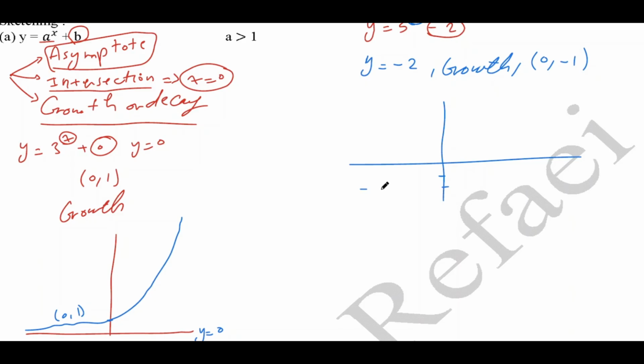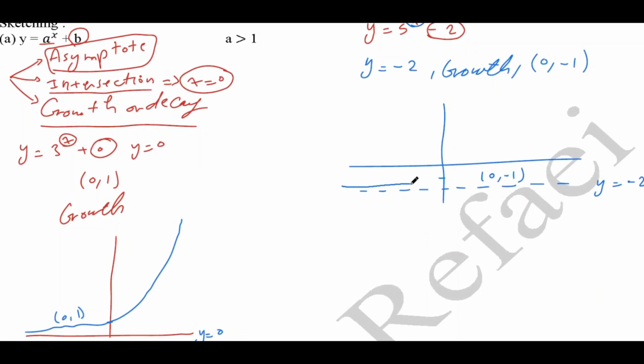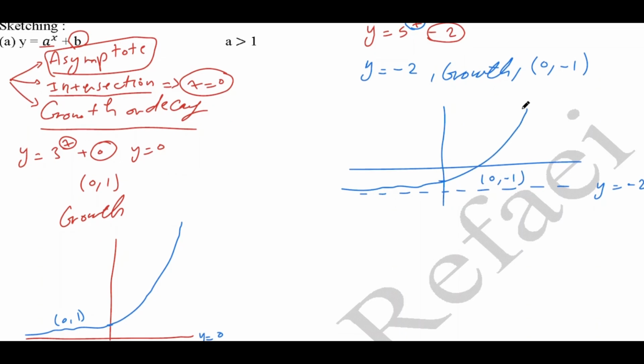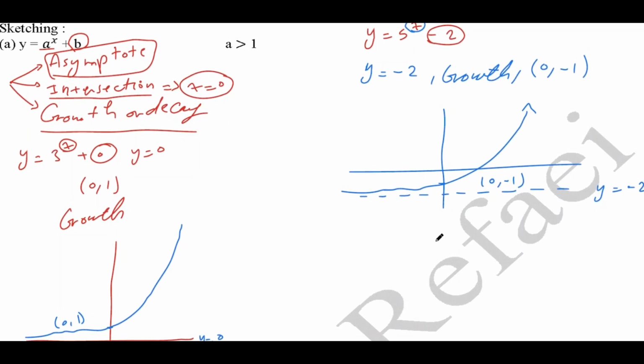This is the asymptote line, y equals negative 2. This is the intersection point at 0, negative 1. X having no negative sign, so it will be a graph of exponential growth.